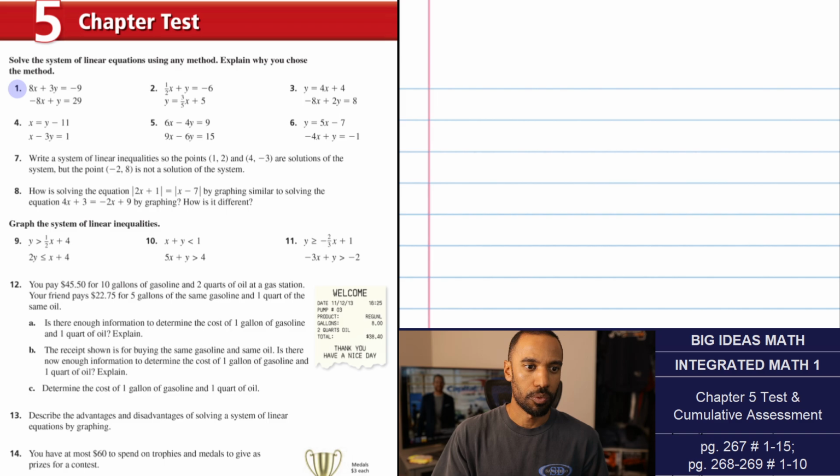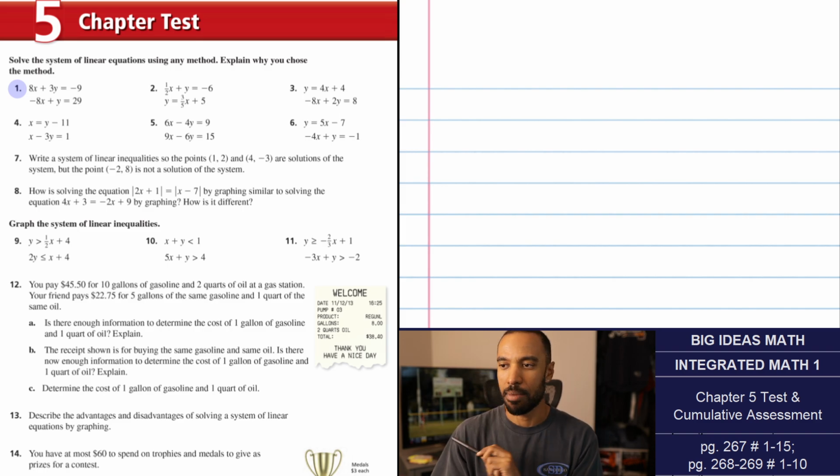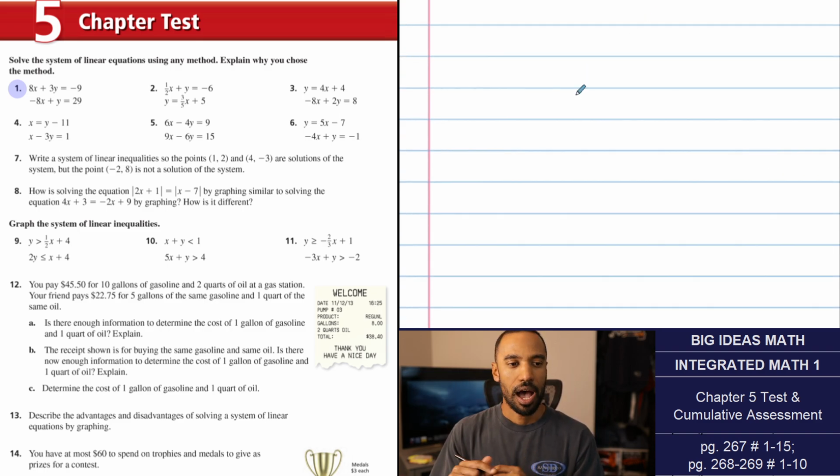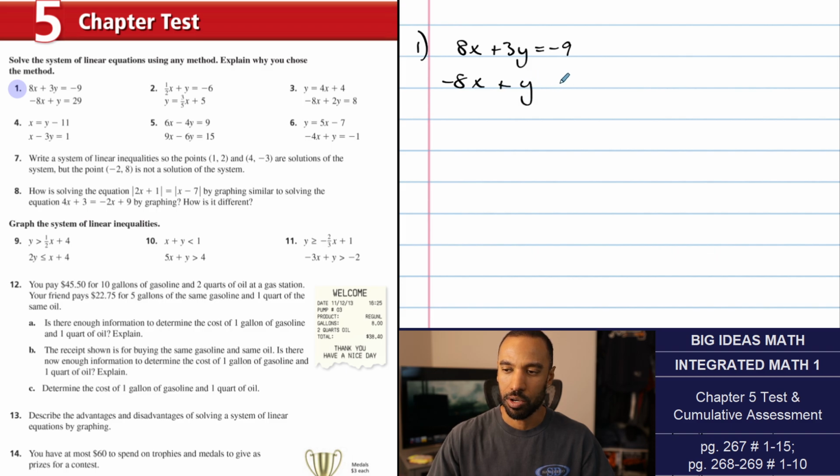Numbers 1 through 6, or 7, 8, I don't know. Solve the system of linear equations using any method. Explain why you chose the method. I'm probably going to do one method per problem here. So for this first one, 8x plus 3y equals negative 9 and negative 8x plus y equals 29.